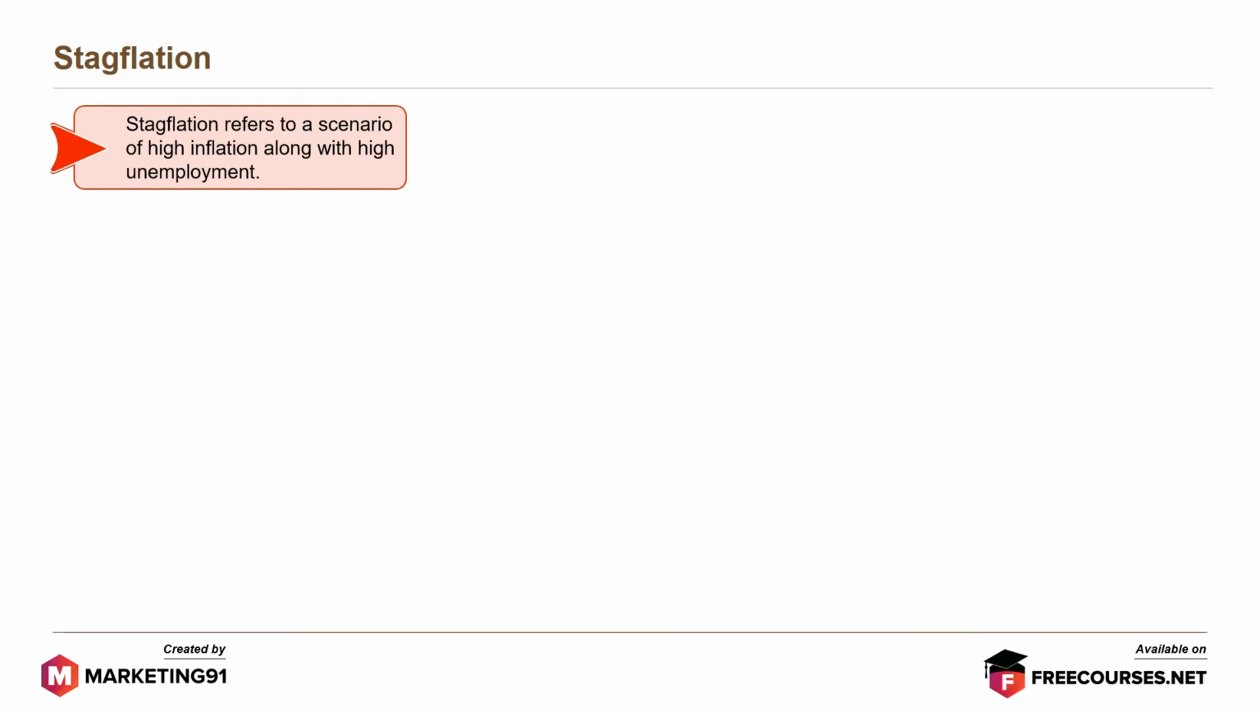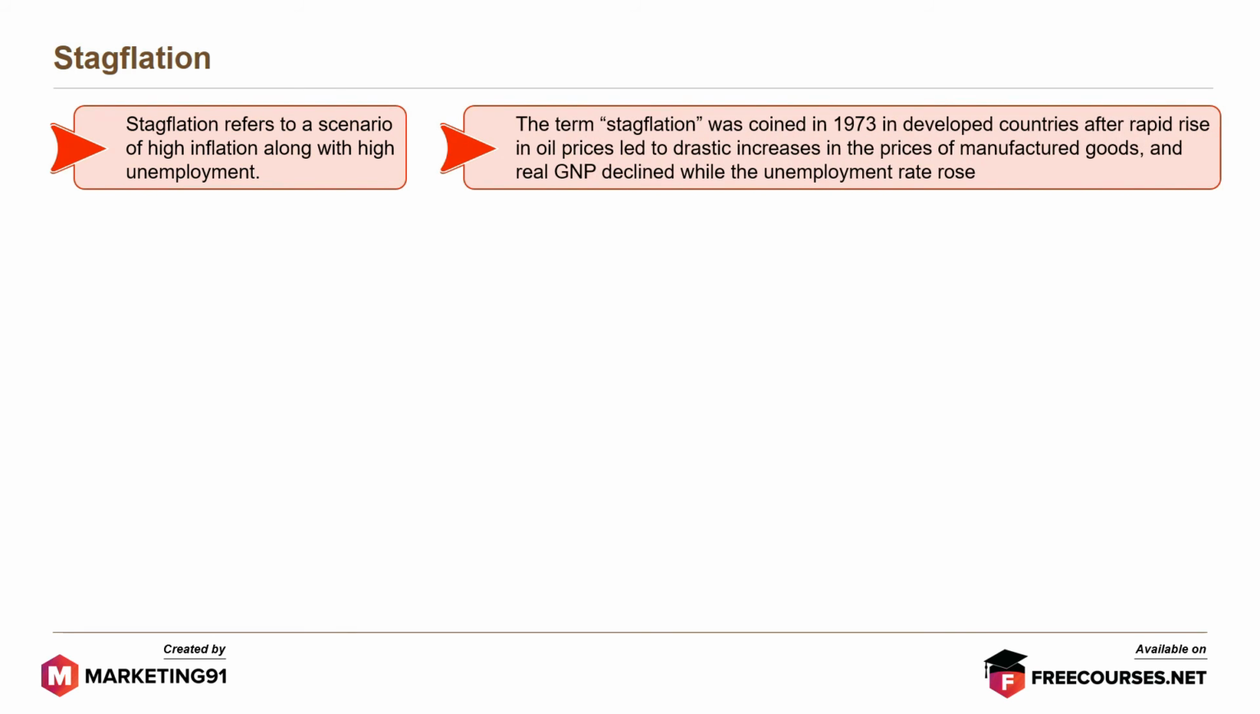Stagflation refers to a scenario of high inflation along with high unemployment. The term stagflation was coined in 1973 in developed countries after a rapid rise in oil prices led to drastic increases in the prices of manufactured goods, and real GNP declined while the unemployment rate rose.